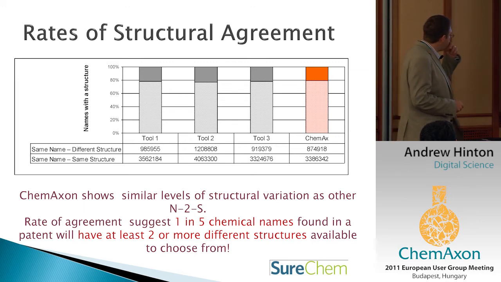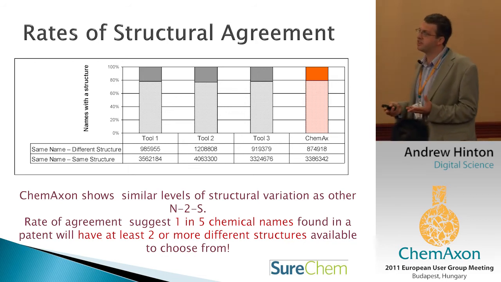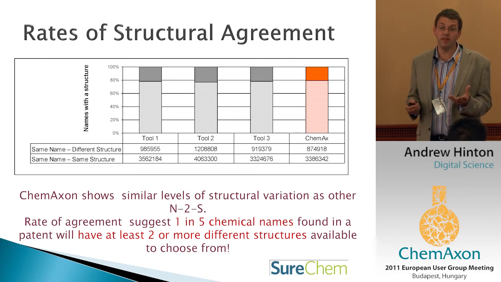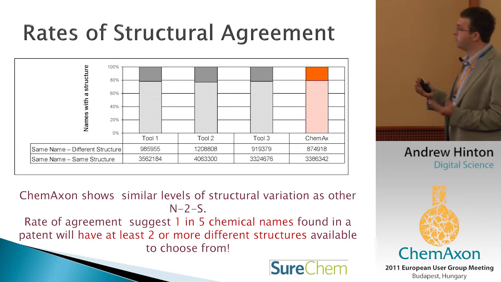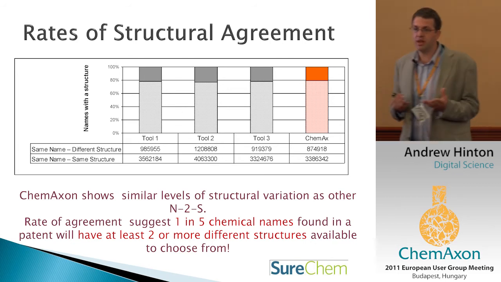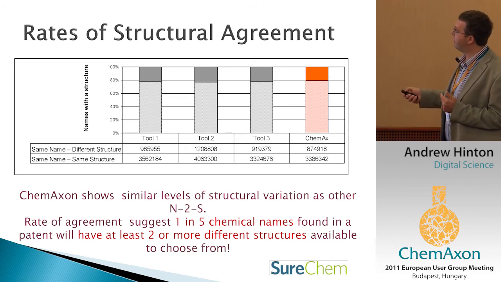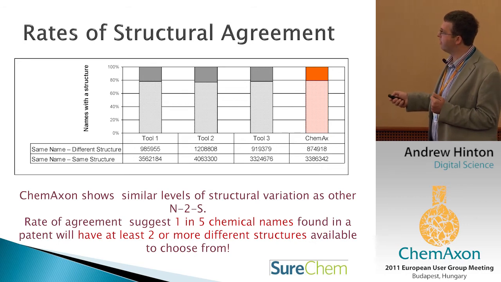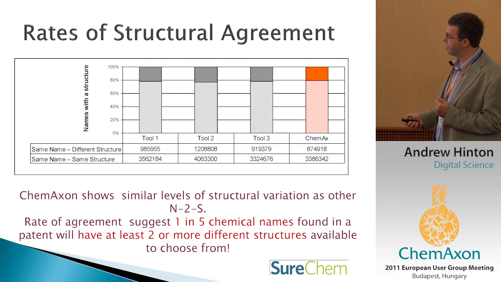Another way of saying this is that if a tool was providing very different structures given the same name, you would worry. Because yes, there is subtle variation perhaps between different names, they're ambiguous, we know that. But if over a large test sample set, you were getting very different rates of structural agreement for a particular tool, you would be concerned. And this is good news: they're actually pretty much the same level of structural variation given the same name, same structure, same name, different structure type of analysis.